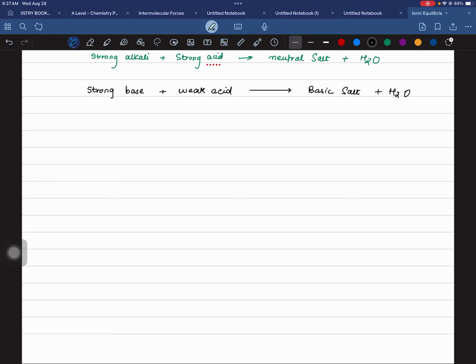And what if you are going to have a strong acid with a weak base? Acidic salt and water.